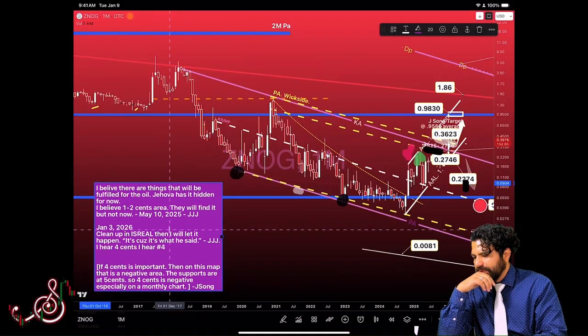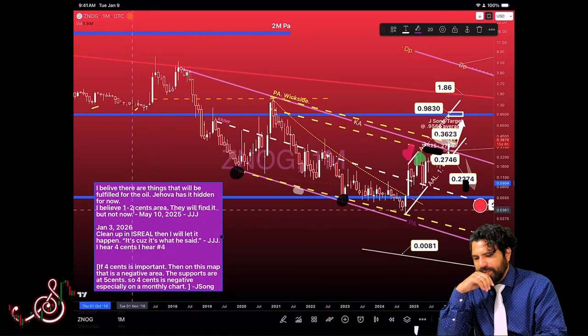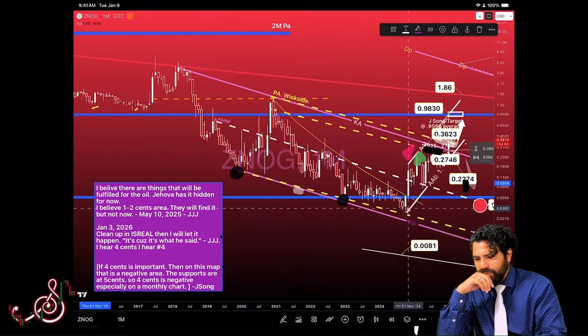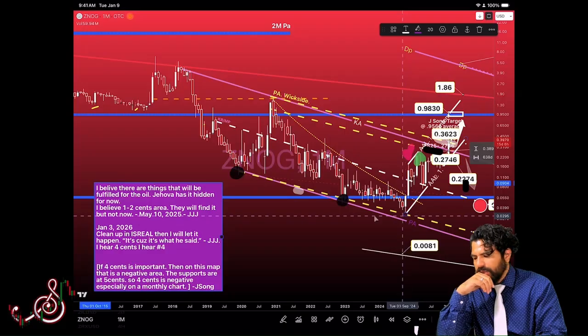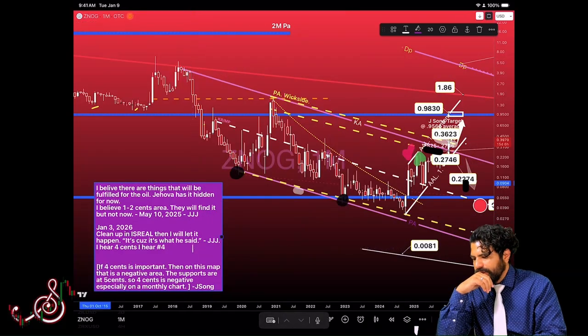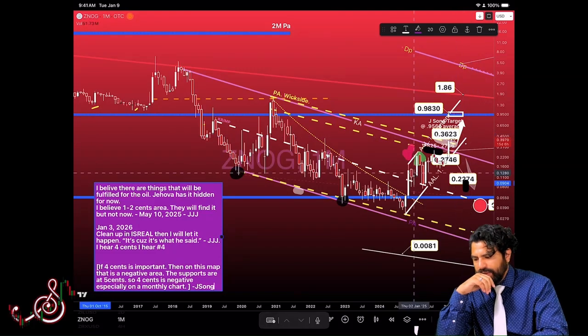Okay, Triple J has some old numbers that might be somewhere 1-2 cents area. Our low so far on here was down to 2 cents in October 2024. Okay, so that was back in May 2025. Here 4 cents. Triple J has a 4-cent number, or basically hit that number this week, past week. 4 cents is important.